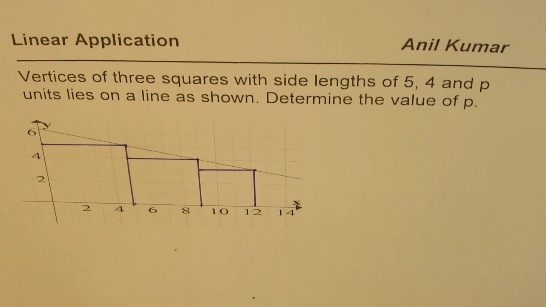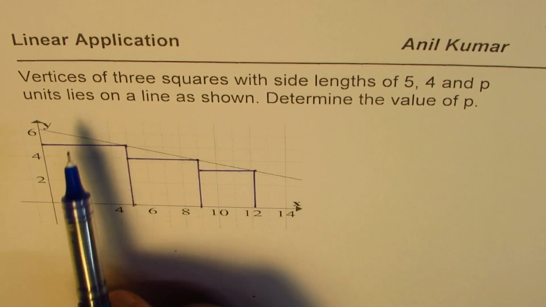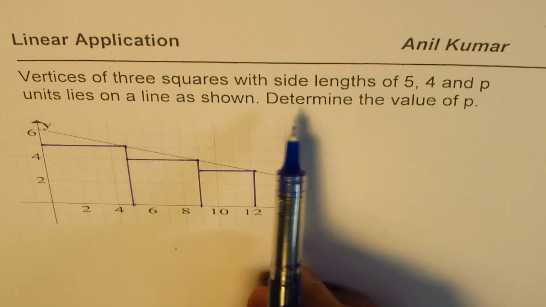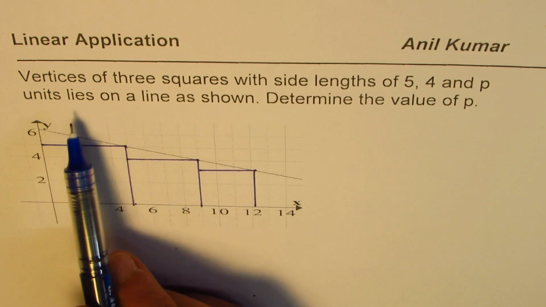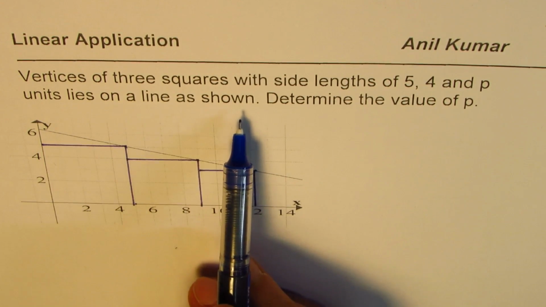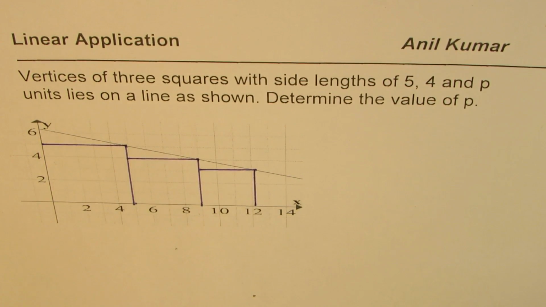It is based on linear applications. The question here is, vertices of three squares with side lengths of 5, 4 and p units lie on a line as shown. Determine the value of p.